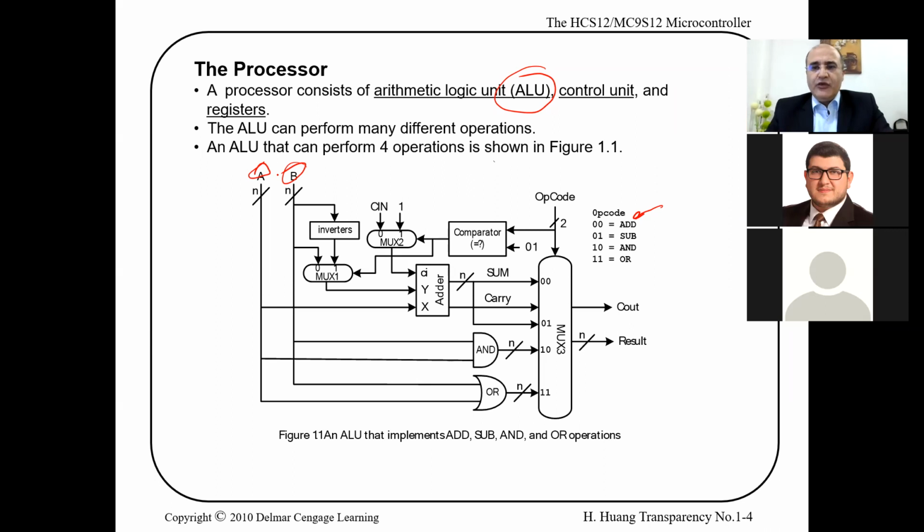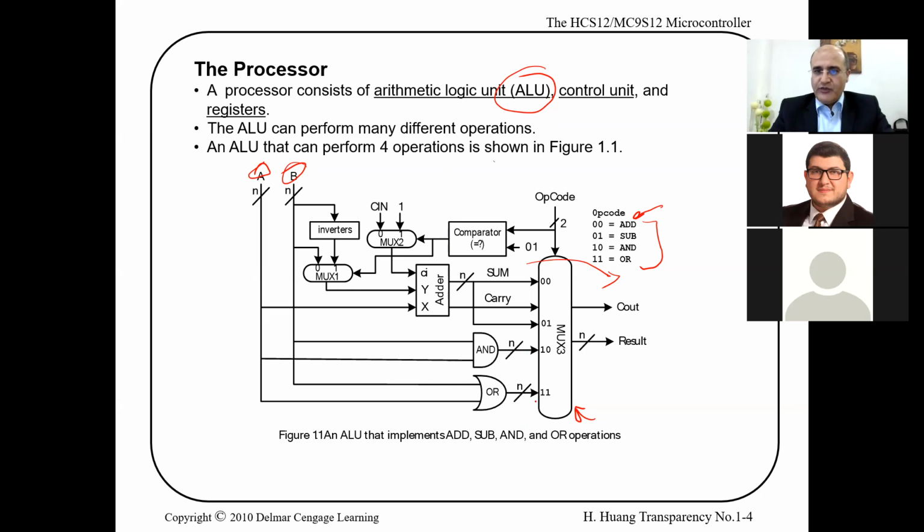This is a simple ALU that can perform 4 operations, just to give you an idea how an ALU works. 4 operations: add, subtract, and OR. Basically, it is a multiplexer. You know what a multiplexer is, right? A multiplexer has select lines that select the input lines, and which of the input lines goes to the output. So this is a 4-to-1 multiplexer.